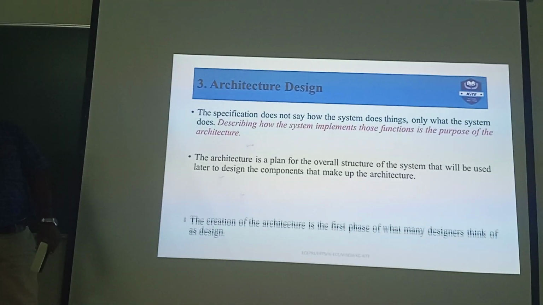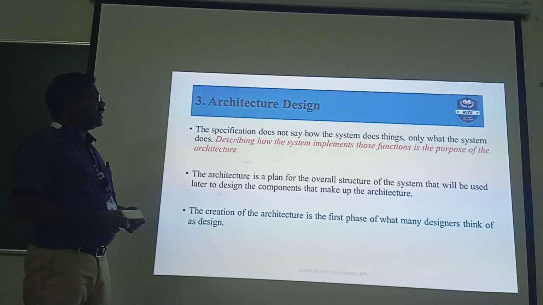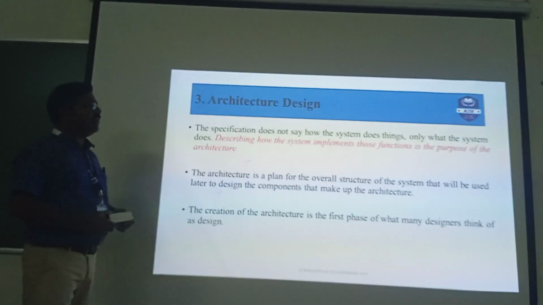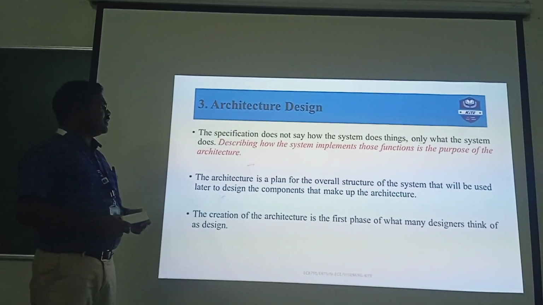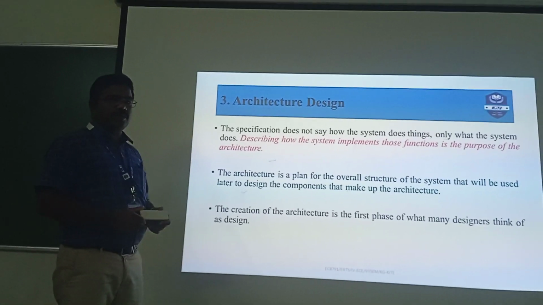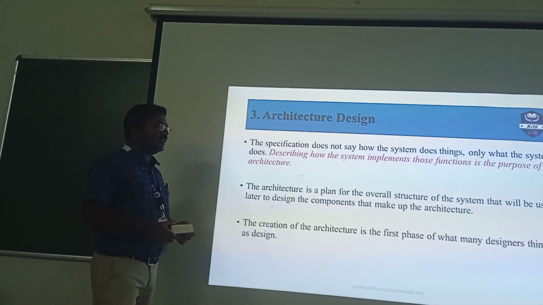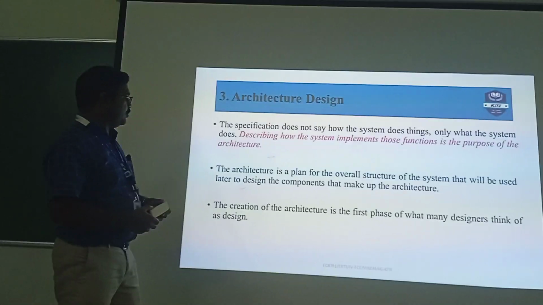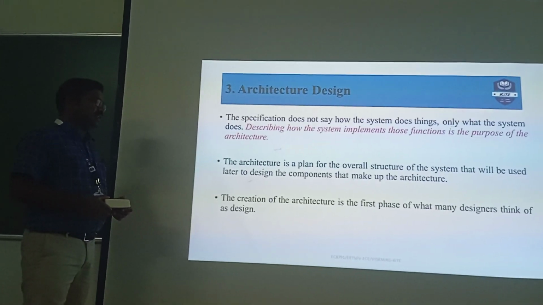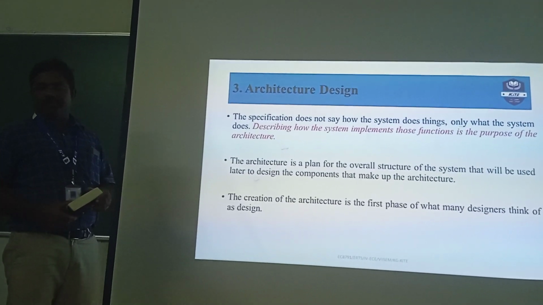The third one is architectural design. Architecture design says how the system is going to do it, not only what the system does. It describes how the system implements the functions by using its architecture. The architecture is a plan for the overall structure of the system that will be used later to design the components that make up the architecture. The creation of the architecture is the first phase of what many designers think of as design.